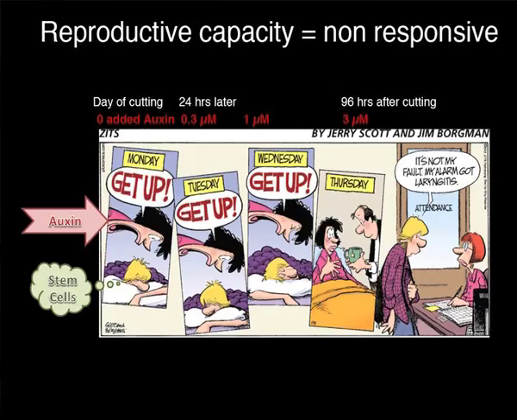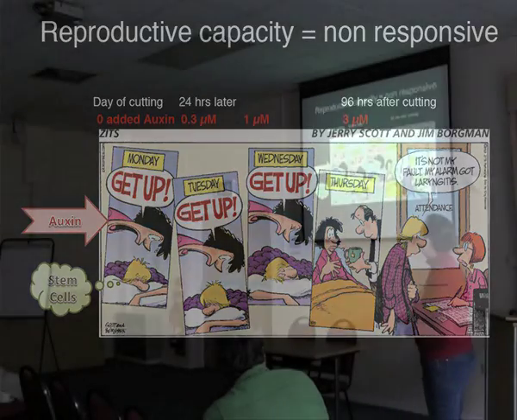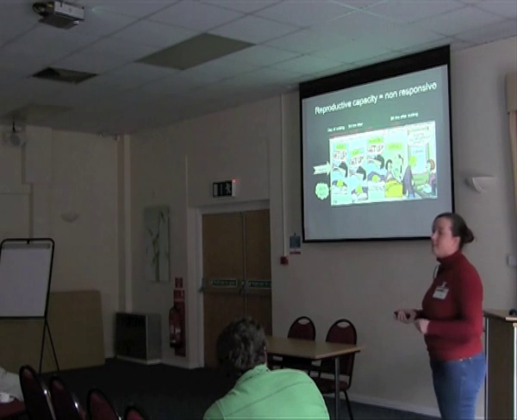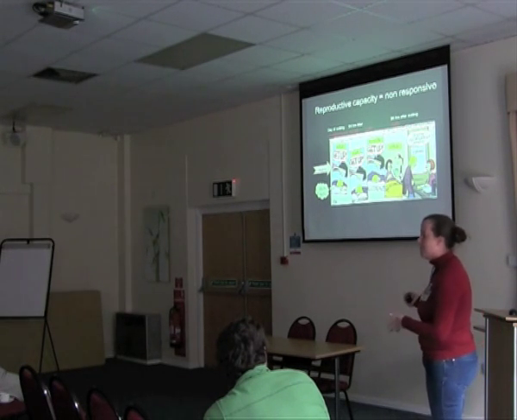So we can look at this at different times, and in terms of added auxin. If we don't add auxin, he's not responding. If we add a low dose of auxin, he's not responding. If we add a slightly higher dose of auxin, he's still not responding. And if we add the highest dose of auxin, he's going, oh yeah, okay, I'll go to school now. So this is what's happening when we switch to the reproductive phase. This is why I called my talk pubescent plants.